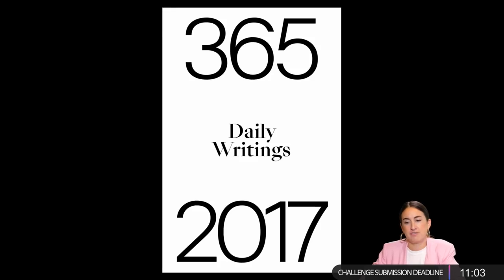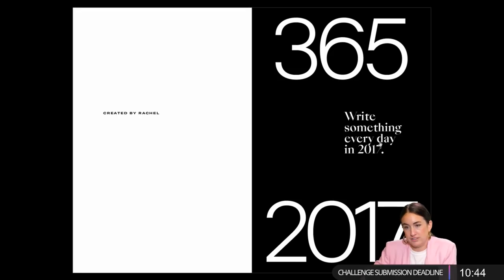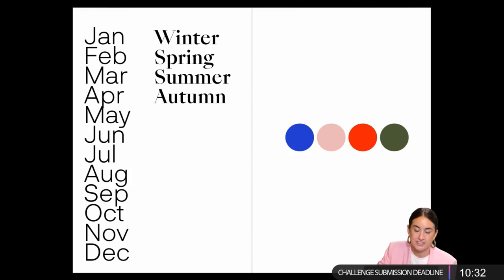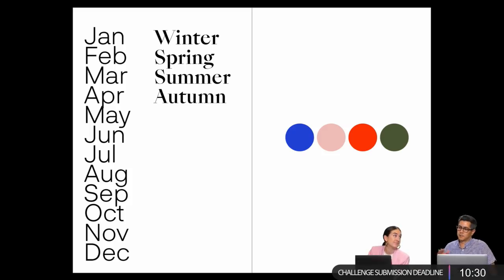This was based off of some explorations I had done with the cover previously, using 365 in 2017 as the foundation for the title, which could be an ongoing series. Then daily writings live in the middle, and that's something that could switch out. Then you open up and we have the cover reversed out with the prompt of write something every day. And we're using those same three typefaces throughout.